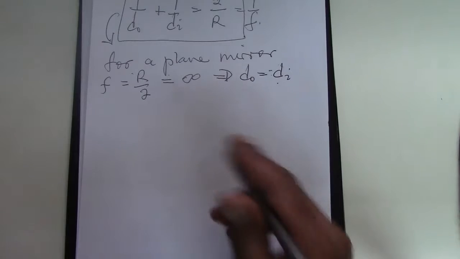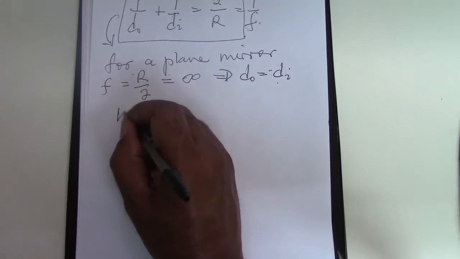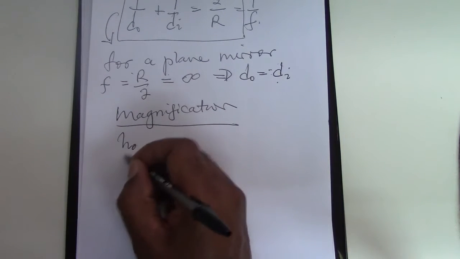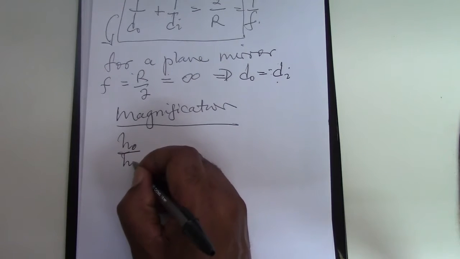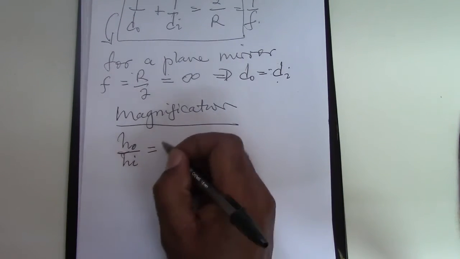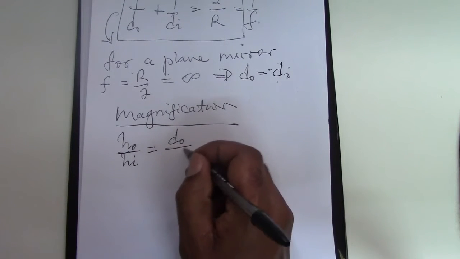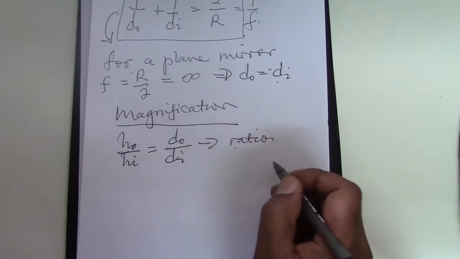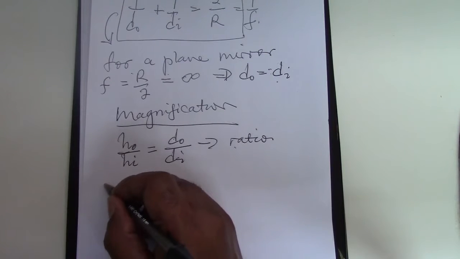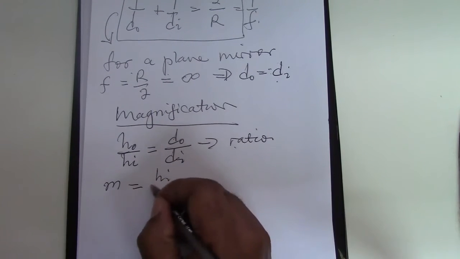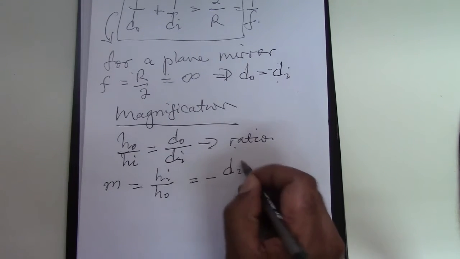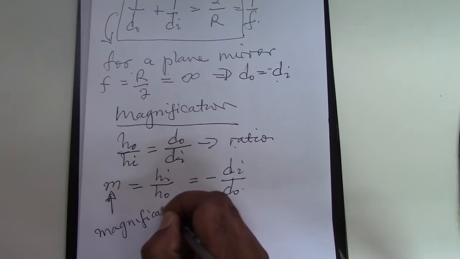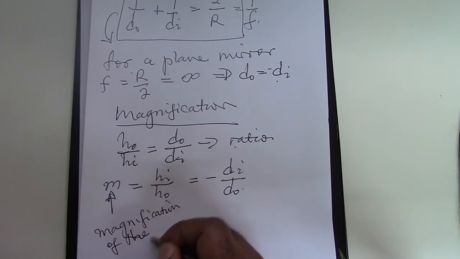Right, so the last aspect we look at then is the magnification. It is the ratio of the image height to the object height. This ratio is constant, and it can also be expressed as the ratio of image distance to object distance. So that gives us a constant ratio. In terms of magnification, we write m equals hi over h naught equals minus di over d naught, and this m is the magnification of the image.